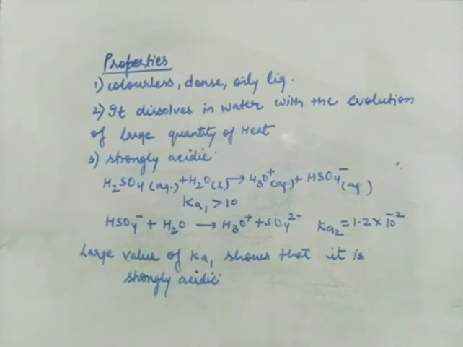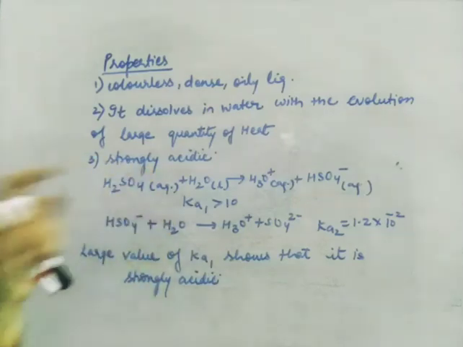Now properties. It is a colorless, dense, oily liquid. And why is it dense? Because it also shows intermolecular H bonding. It dissolves in water with the evolution of a large quantity of heat. So care must be taken while preparing sulfuric acid solution, that is, while preparing dilute sulfuric acid from concentrated sulfuric acid. Slowly water is added with constant stirring, and it is strongly acidic in nature.